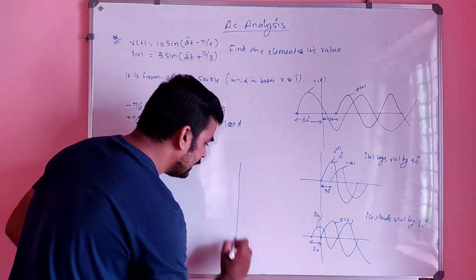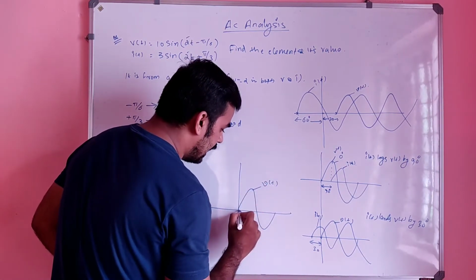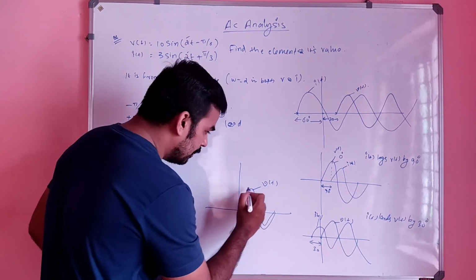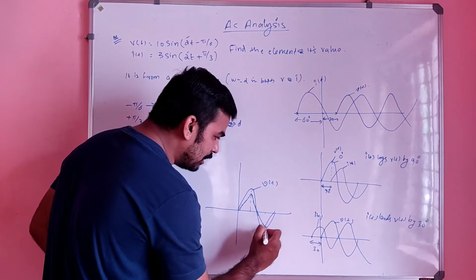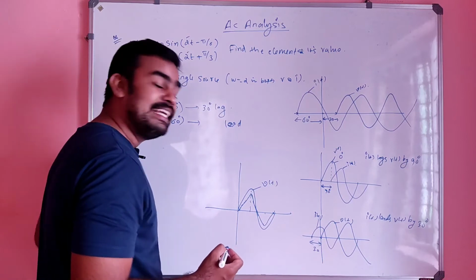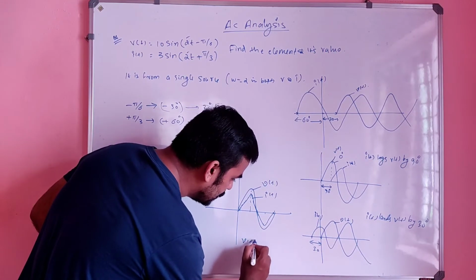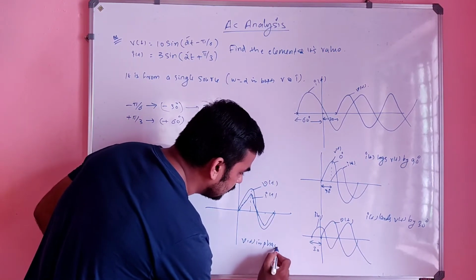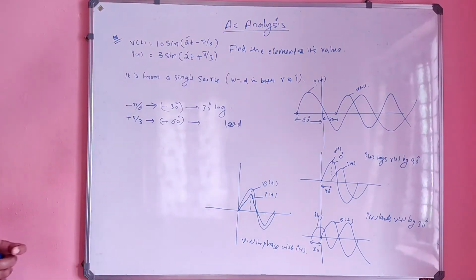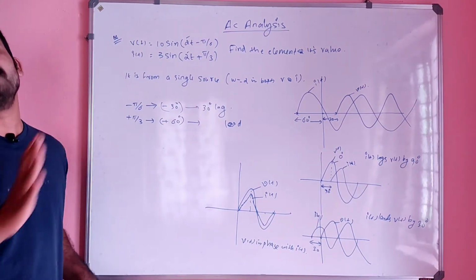Or in other words, see, if two waveforms are like this, this is V of t and this is I of t. Both waveforms attain maximum and minimum at the same time, at the same point. So these waveforms are said to be in phase quantity. So you can say that V of t is in phase with I of t. So this is the concept of simply lag, lead and in phase quantities.